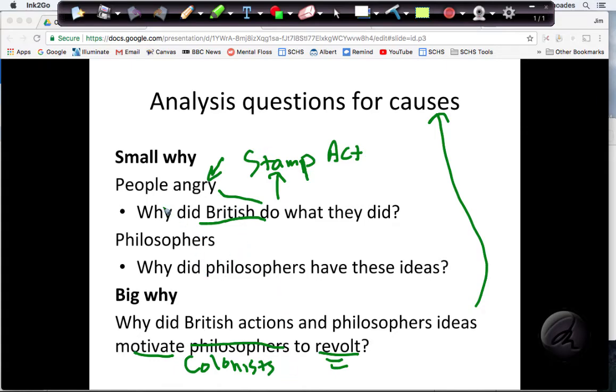And then for my second half, remember it had to do with the philosophers. Why did the philosophers have these ideas? Where were they coming from? And I might be talking about the Enlightenment there. Enlightenment. So that would be what would round out the analysis for the first body paragraph.